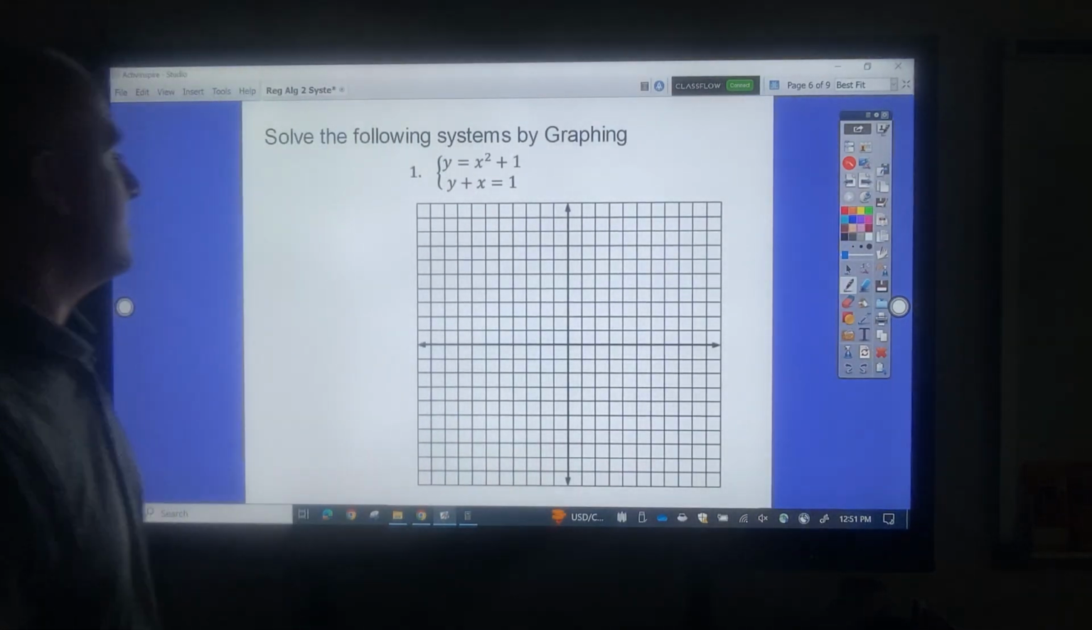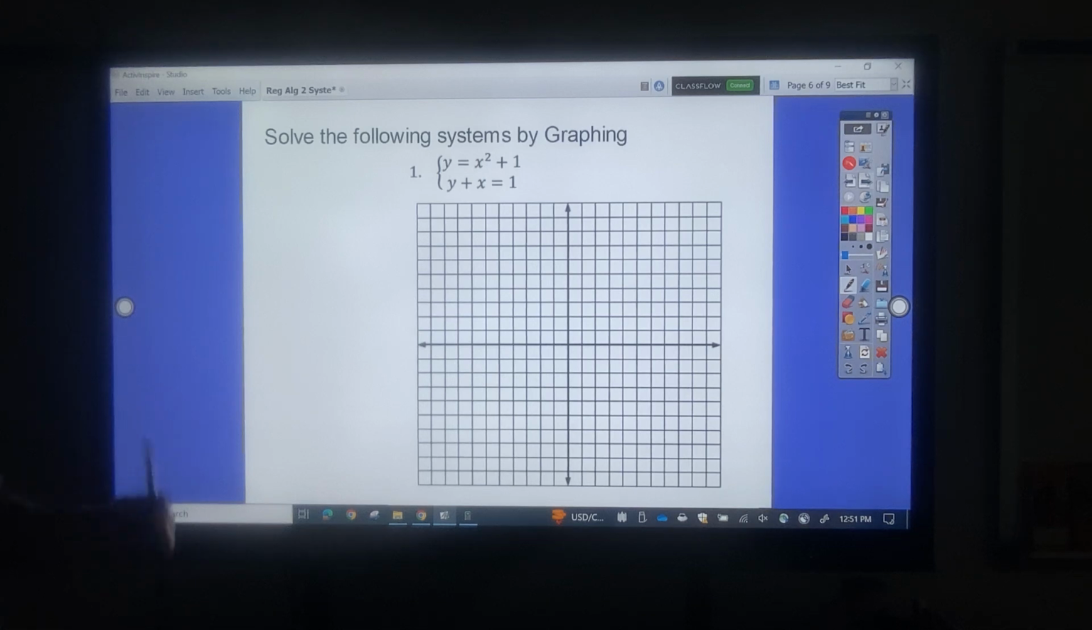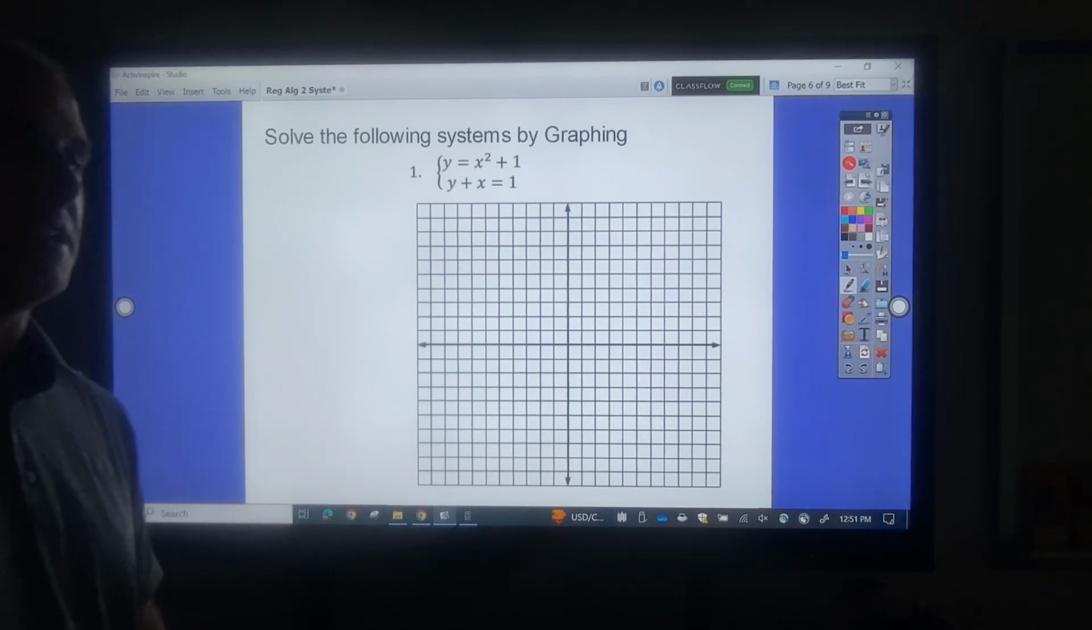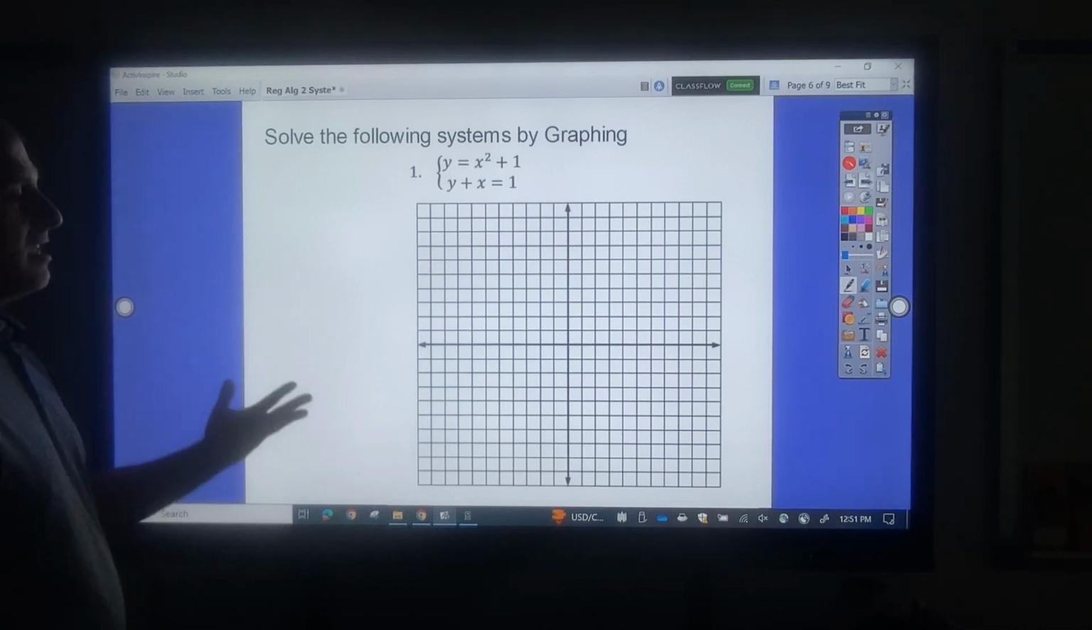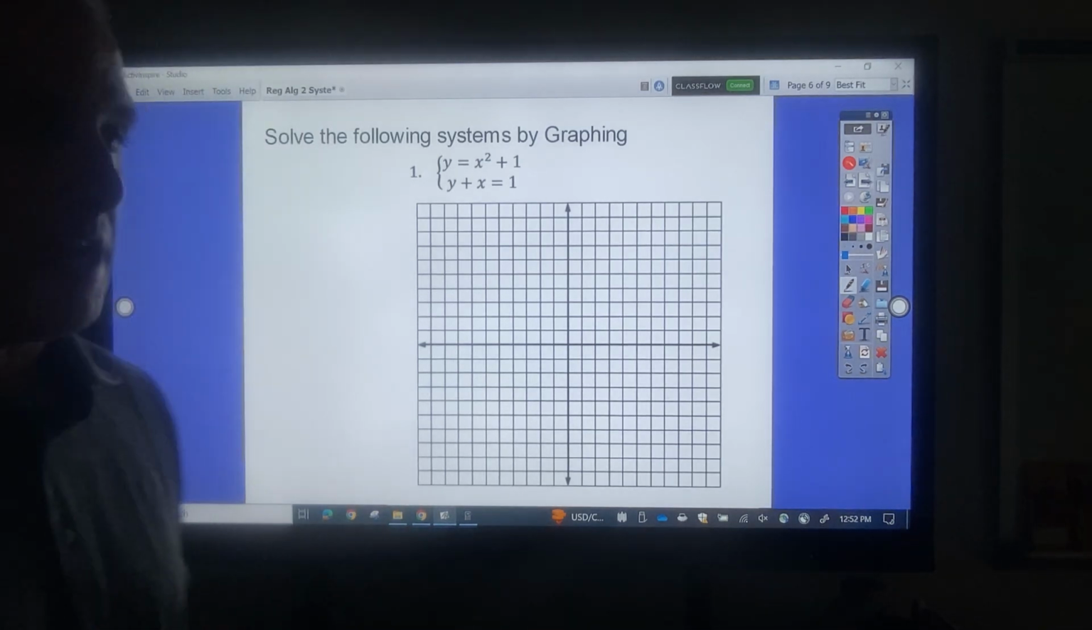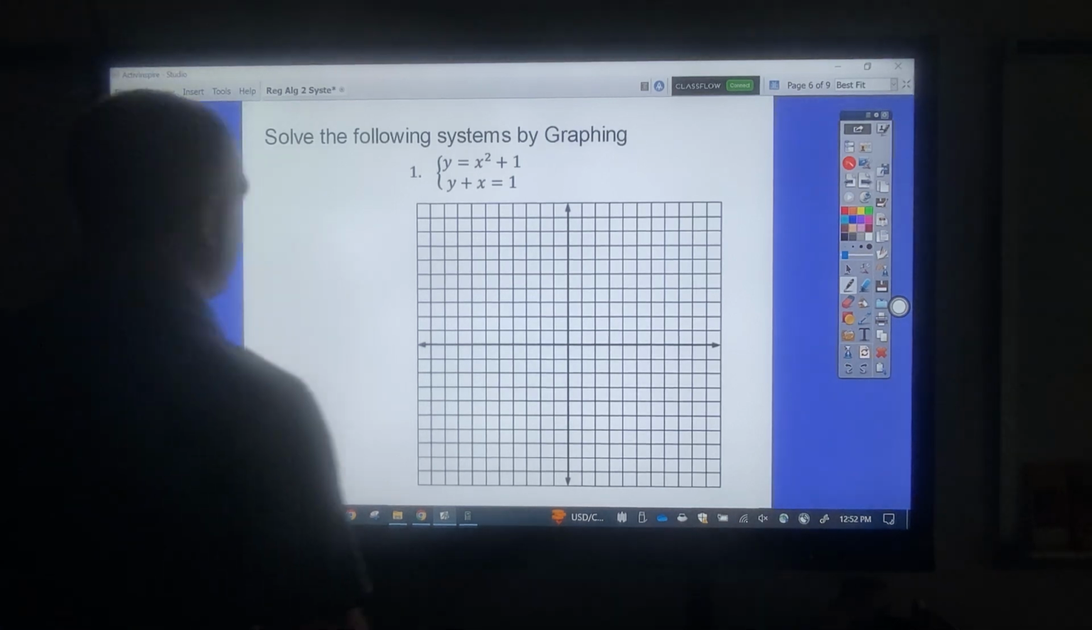Okay, now it says solve the following systems by graphing. So what we want to do is graph these things and find the intersections. And now we're going to use Desmos for that. I'm sorry, Desmos. We're going to use the Casio for that.